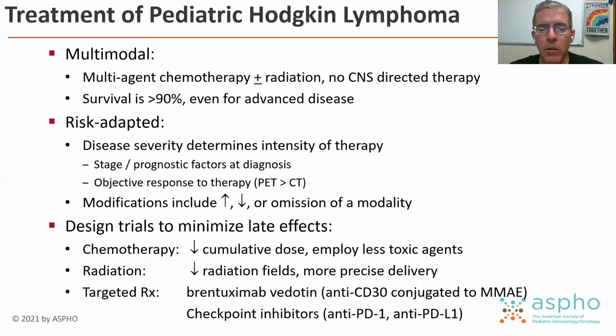Modifications to therapy may include increasing treatment, decreasing treatment, or removing the modality of therapy such as radiation. Because our cure rates are very high, ongoing clinical trials are designed to minimize late effects. So we're trying to decrease cumulative doses of alkylating agents, of anthracyclines. We're trying to employ less toxic agents. We're trying to decrease radiation fields and give more precise delivery. And now we're also doing targeted therapy. So brentuximab vedotin, which is an anti-CD30 conjugated to monomethyl auristatin E, or checkpoint inhibitors, like I mentioned earlier. So we're trying to work smarter, not harder.